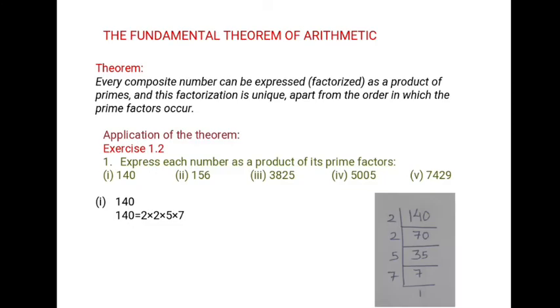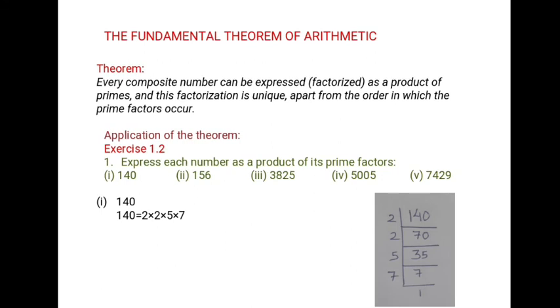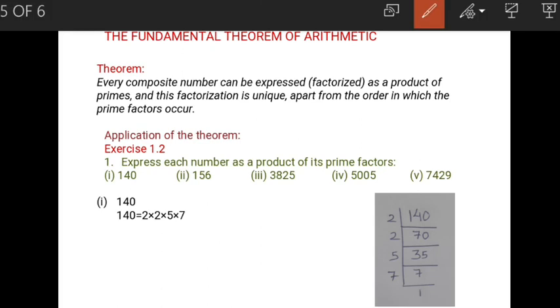Okay, so fundamental theorem of arithmetic. The theorem is: every composite number can be expressed or factorized as a product of primes. And this factorization is unique apart from the order in which the prime factors occur. Okay, the theorem is very simple. It's very simple. Don't make it complicated; understand it in an easy way.